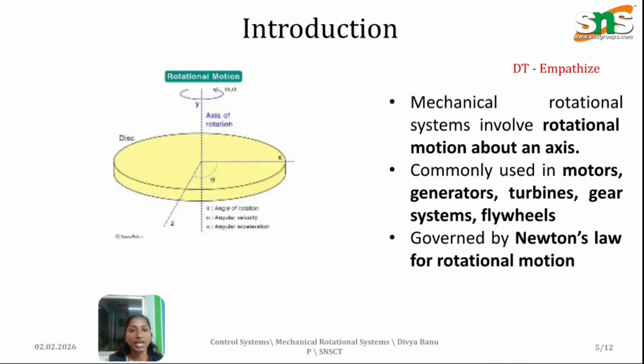Mechanical rotational system involves rotational motion about an axis, either on x-axis or y-axis. It is commonly used in motors, generators, turbines, gear systems and flywheels. So these are the mainly used components which act in rotational motion. This is governed by Newton's law of rotational motion.